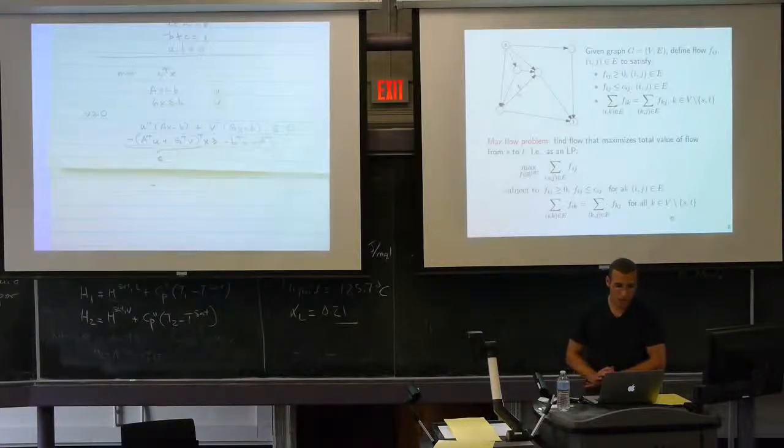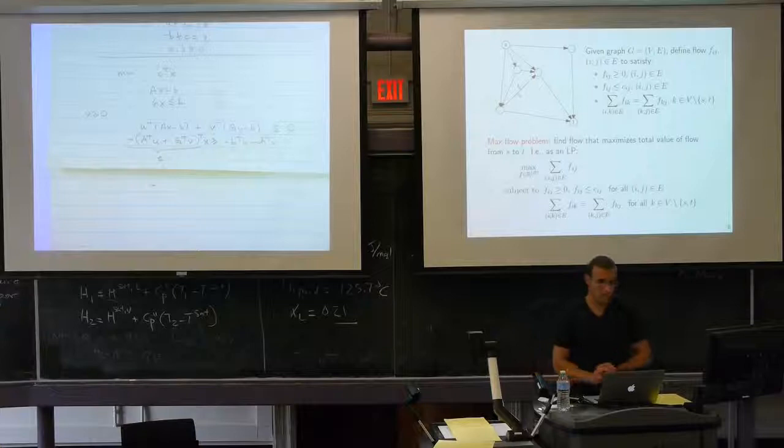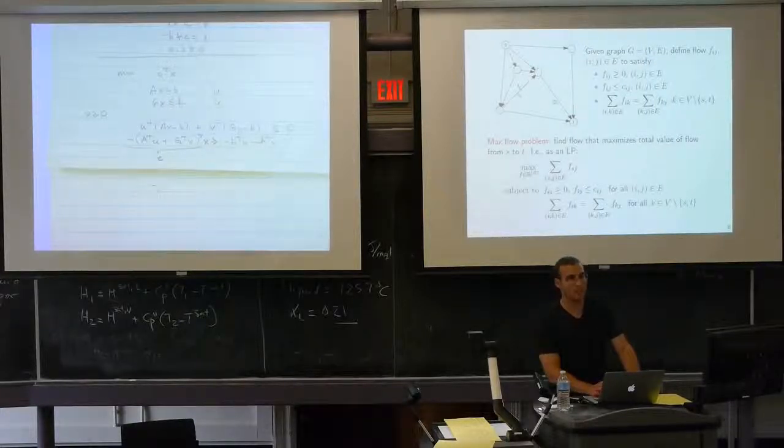But what is max flow? So max flow can be written as a linear program. And the idea is that we label, say, two nodes in a directed graph as S and T. And we're going to define something called a flow from S to T that satisfies some constraints, and those constraints end up being linear, so it ends up being a linear program.